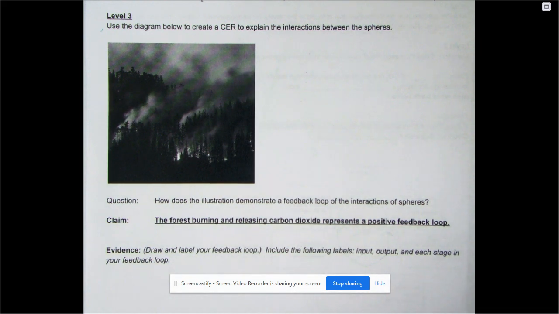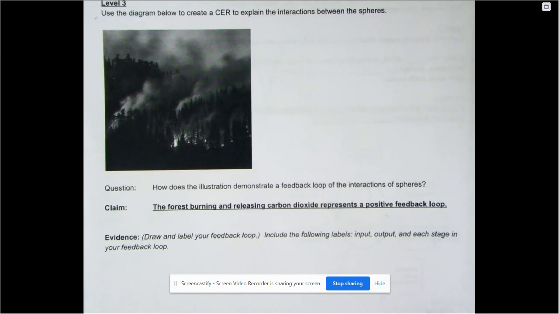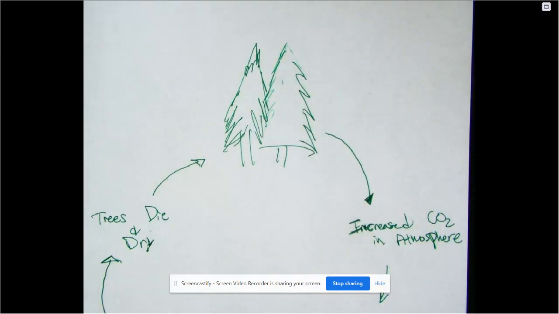And this goes for any occurrence, but we need to look at what do we know and draw our evidence loop for it. So it's asking us how this illustration demonstrates feedback loop interaction between spheres. So burning forest is releasing carbon dioxide, representing a positive feedback loop, and we want to know how do we know that? Okay. First thing we're going to look at is what we know, and then we'll explain how that happened in the reasoning portion.